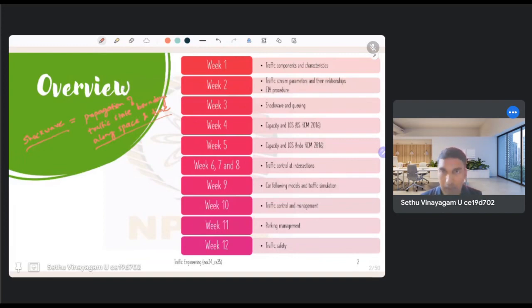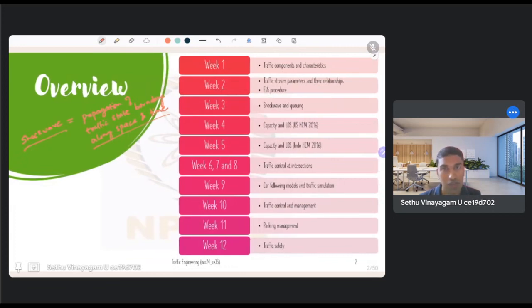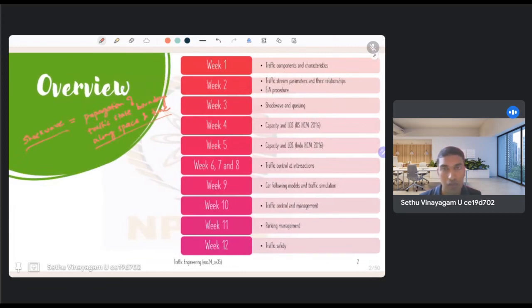And queuing: because of different factors, queues will be formed, right? For example, if you take a signalized intersection, when the signal turns red, vehicles have to stop at the intersection, right? And during this period, we can still have vehicles coming into the intersection. Because inflow is positive and the outflow is zero, the vehicles have to stop, and then the queue builds up, right? So how do we analyze such queues?